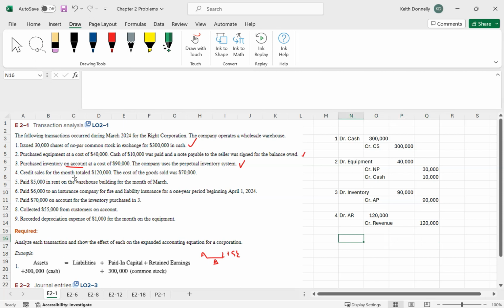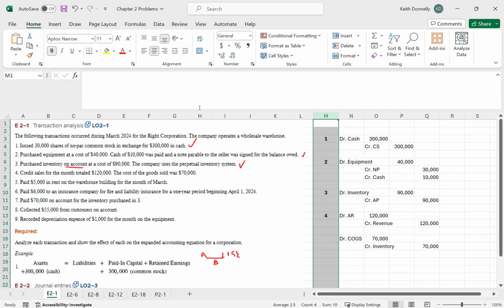Likewise, they tell us our cost of goods sold, whenever we sold that inventory, was $70,000. So it's going to be debit cost of goods sold, an expense, $70,000. Credit, in this case, inventory for $70,000. All right. Let me bold these and center it just to keep us on track there. All right, 5.